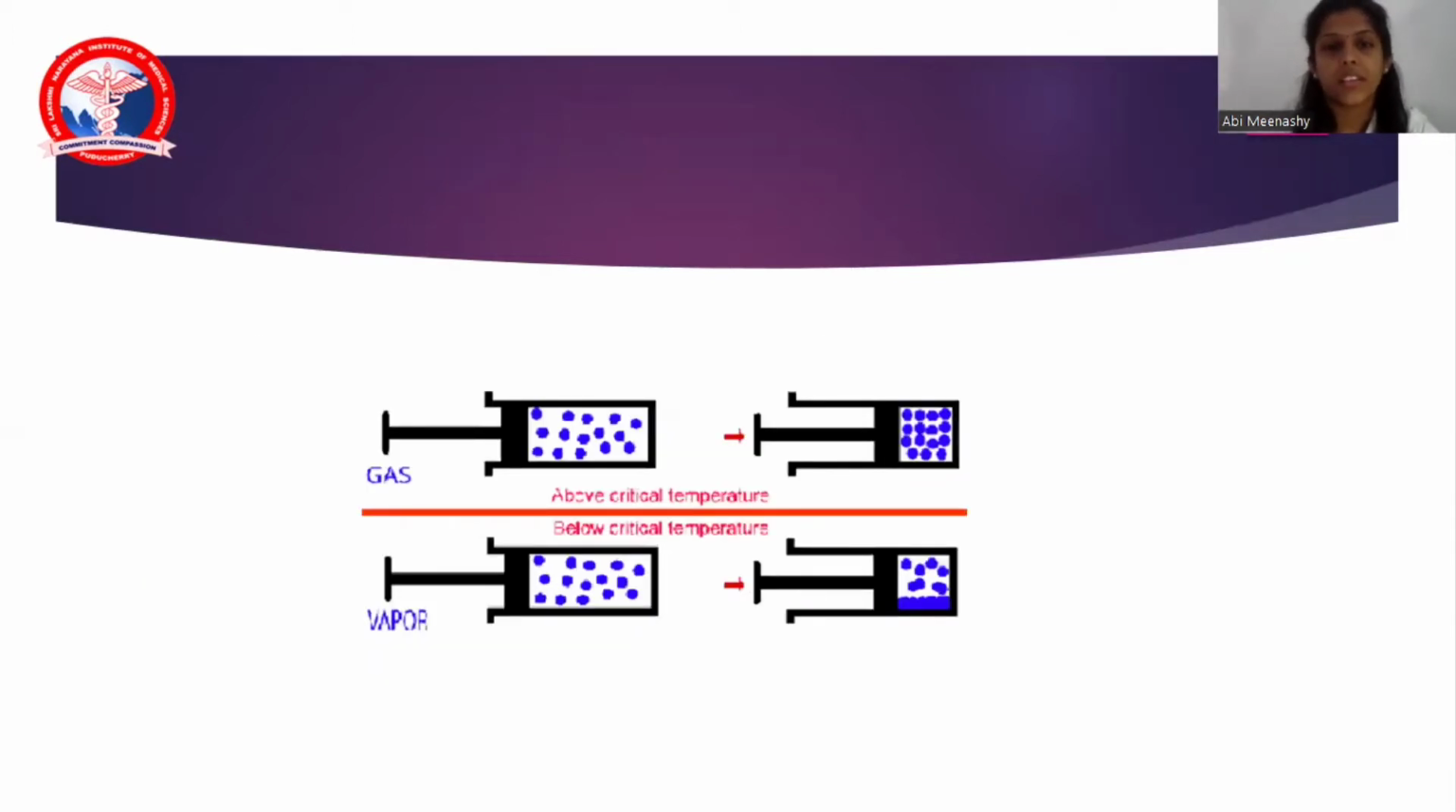So there is this temperature called critical temperature, above which the gas will always stay gas and below which the gas can become liquid. So the difference between gas and vapor is that gas will always stay in its gaseous state. A vapor, when it goes below the critical temperature, will become a liquid.